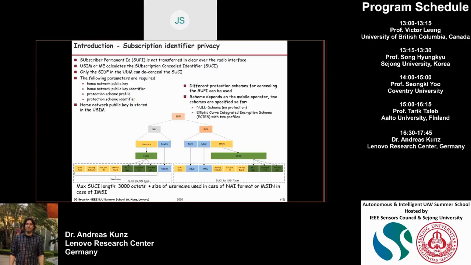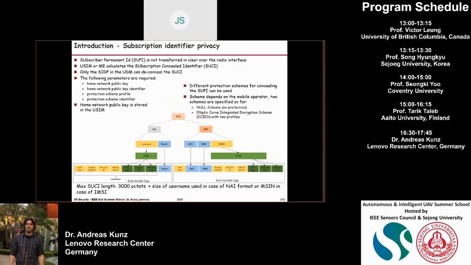This is one of the most important features. This is the subscription identifier privacy. As said before, in 4G and in the previous generations, the IMSI was transferred in clear text over the radio interface at the initial attach message. Only this message, but this was enough to build these IMSI caches and try to fetch the IMSI of your target UE.